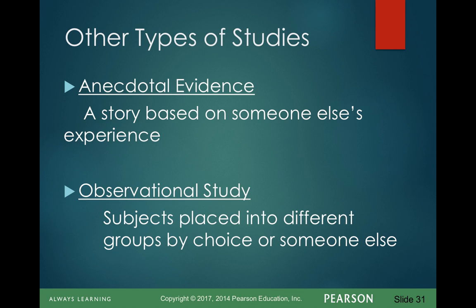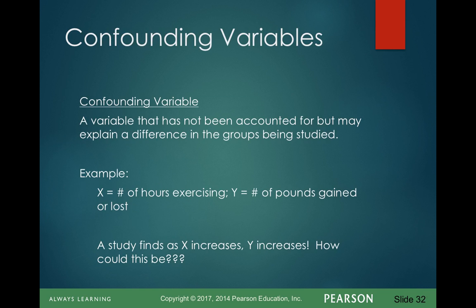Observational study: subjects are placed into different groups by choice or by someone else. This is typically where you would talk about a controlled experimental study. But what you typically do in an observational study is you observe some behavior that's not really part of an experiment. You just sit back and observe what happens and report it and talk about the patterns and so on and so forth.